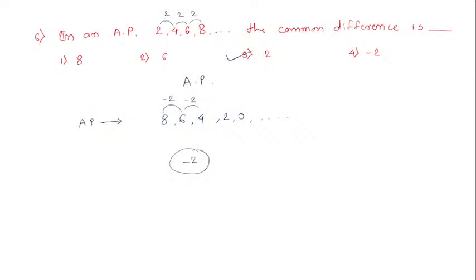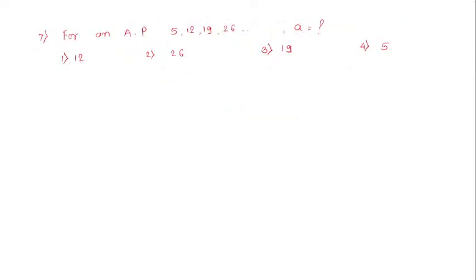So that should also be taken into consideration. Okay, the next question, again from arithmetic progression. Here the arithmetic progression is given for an AP 5, 12, 19, 26 and so on. What is A? Which is quite obvious. A means the first term. So in this arithmetic progression, the first term is 5. So our answer is 5, which is given at option D. So option D is the correct alternative.